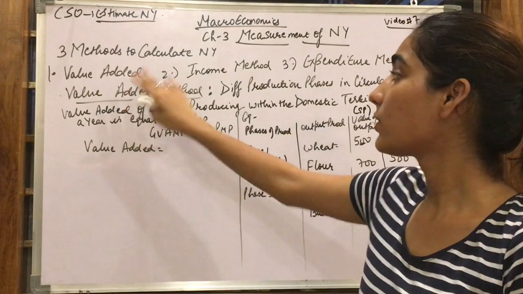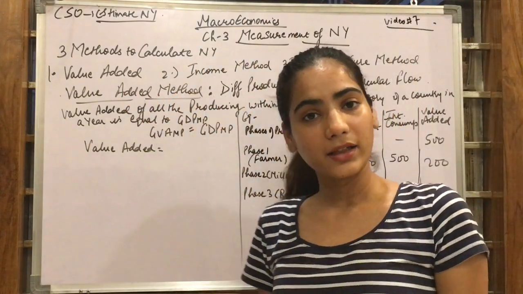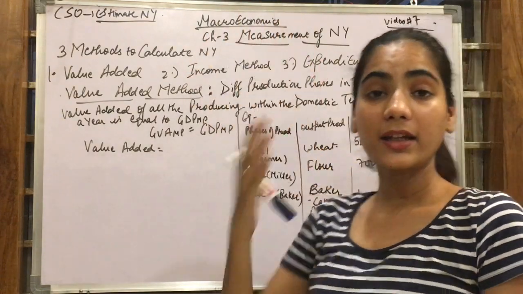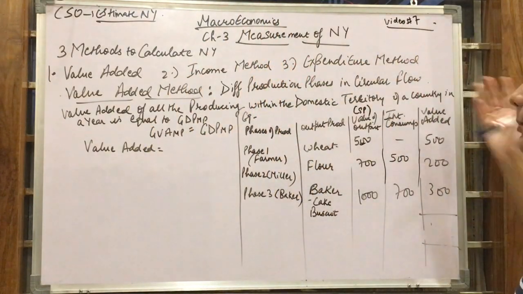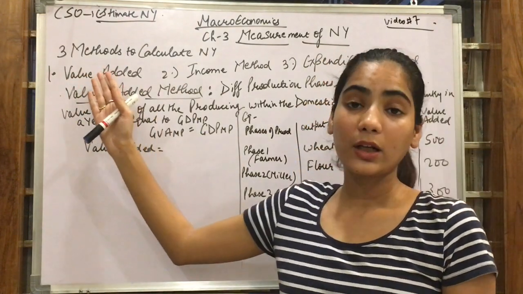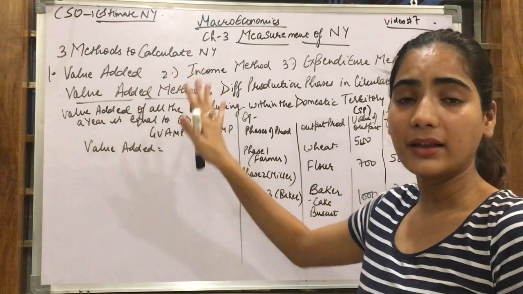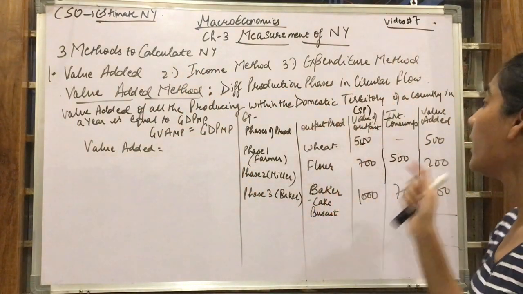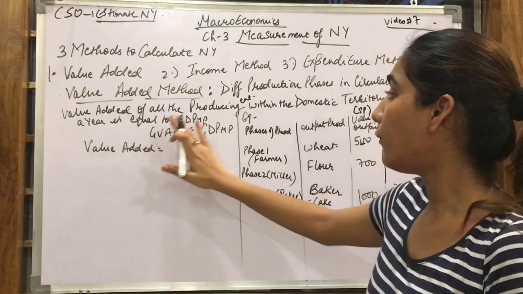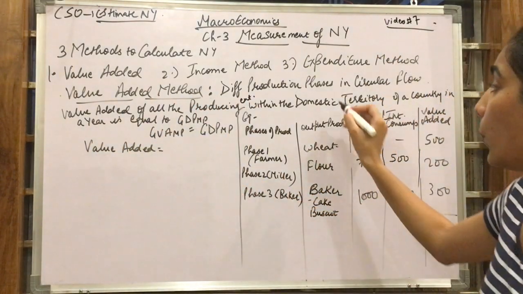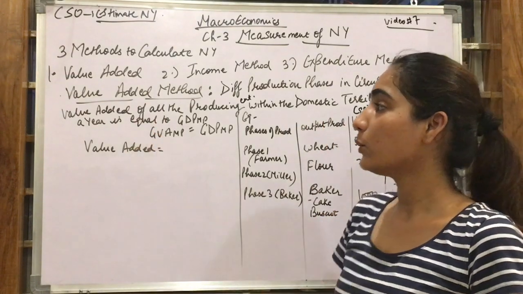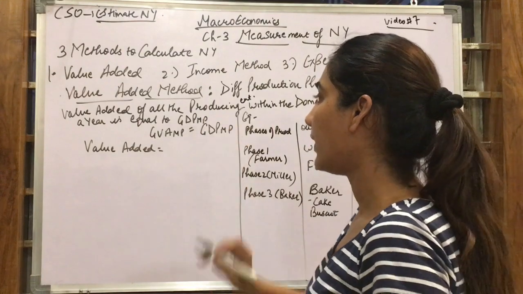So there are three methods of calculating national income: first is the value added method, second is the income method, and third is the expenditure method. Now in this video we will be talking solely about the value added method. Under the value added method, the different production phases which are in the circular flow. Now, value added of all the producing enterprises within the domestic territory of a country in a year is equal to the gross domestic product at the market price.